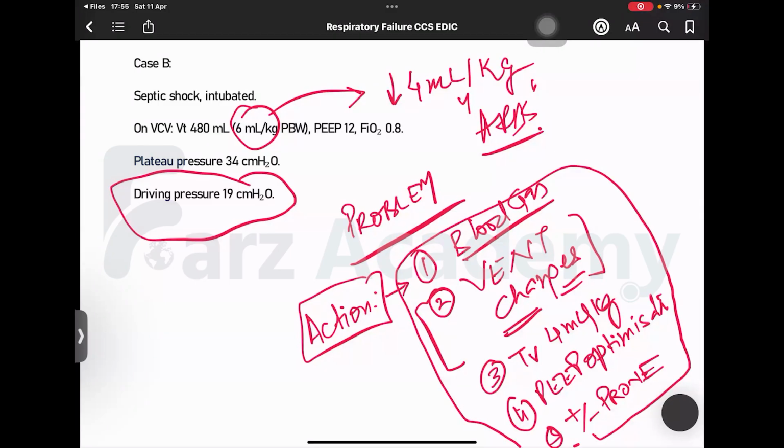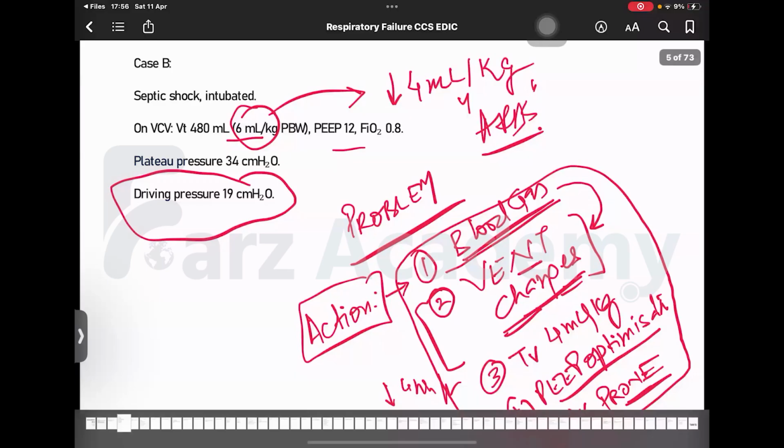Very nice. So we would want to get a blood gas done as the first step. Next, once we have the blood gas in our hands, we would go in for ventilator changes. Number one, changing the tidal volume. We can go down up to 4 ml per kg, of course allowing permissive hypercapnia and targeting PaO2, and then optimize the PEEP as far as the PaO2 is concerned. And plus or minus, we can perform a proning maneuver.